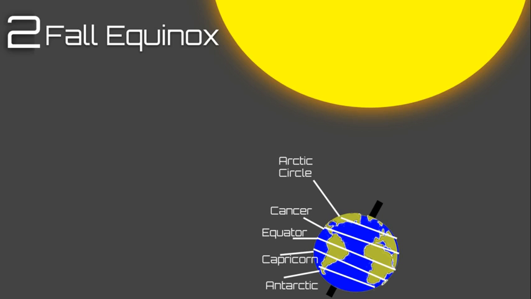Step 2 is the fall equinox. Fall equinox is when the nights are equal. Equi, the prefix in equinox, is like equal. So that means it's even. So the northern hemisphere and the southern hemisphere are both getting about the same amount of sunlight and the same amount of nighttime.